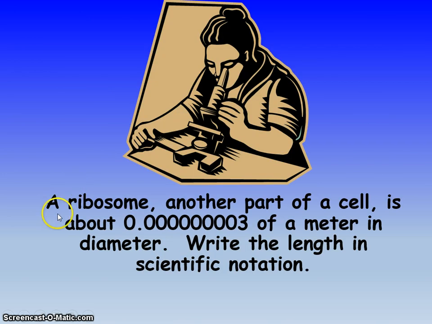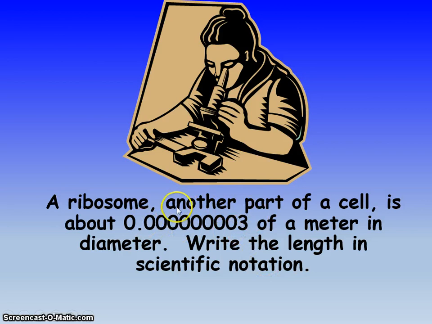All right, here's another example. A ribosome, another part of a cell, is about, let's see, 1, 2, 3, 4, 5, 6, 7, 8, 9 places. I'm not even sure what we would call that. Of a meter in diameter. Write the length in scientific notation.